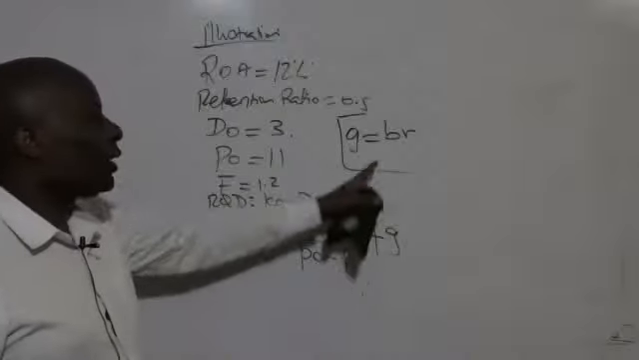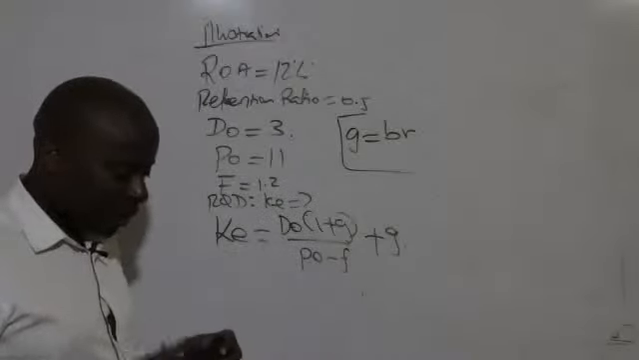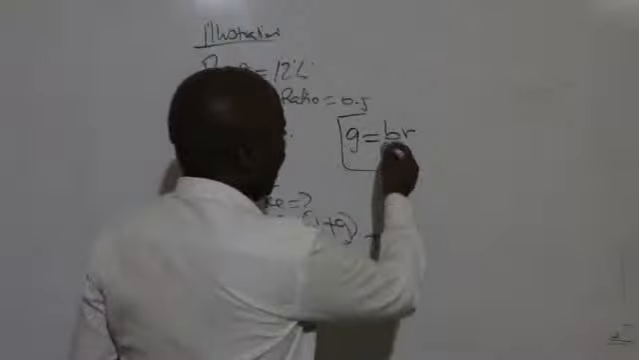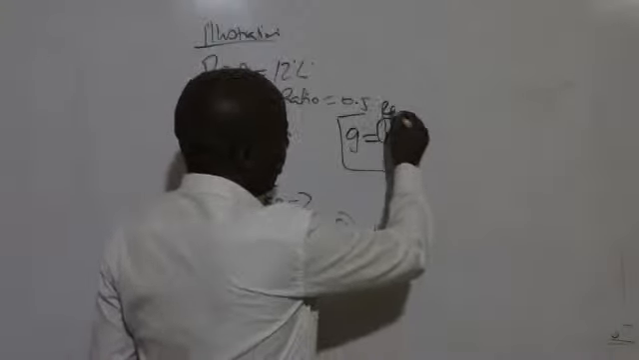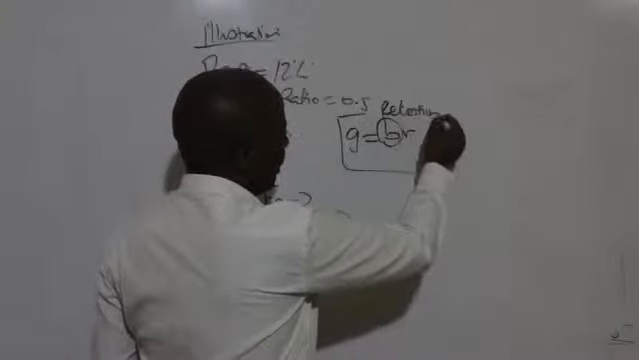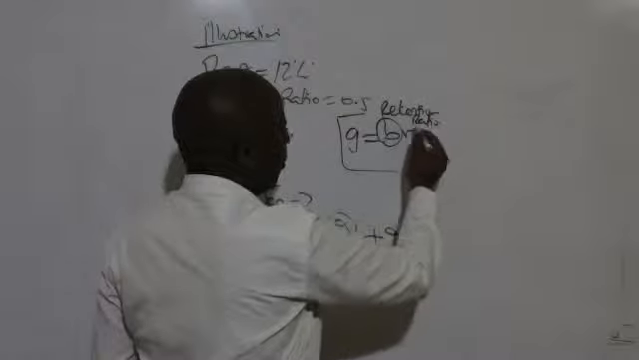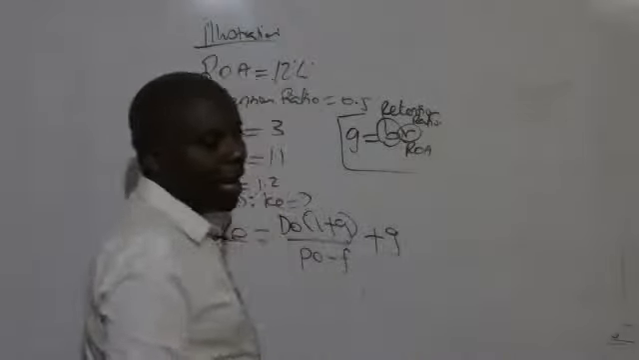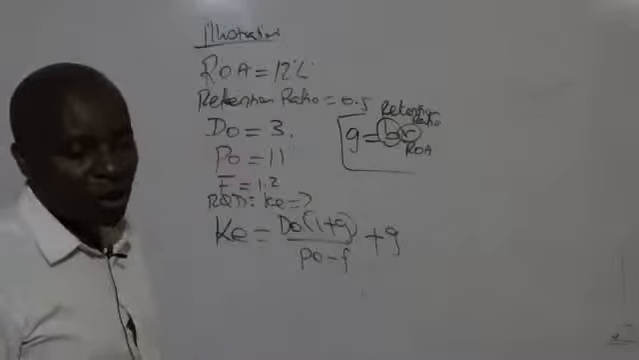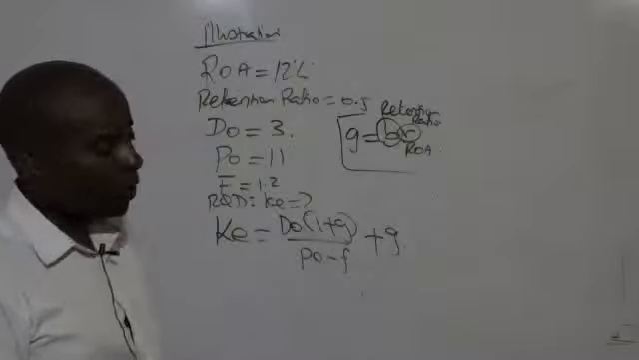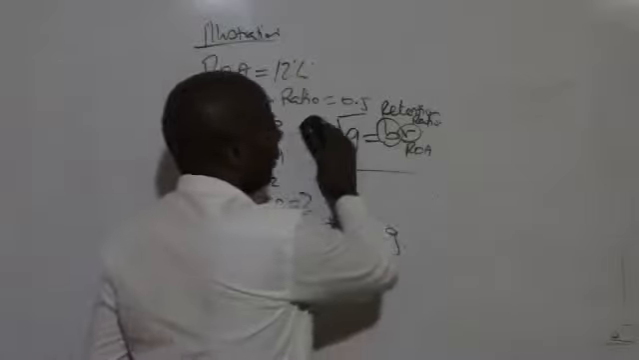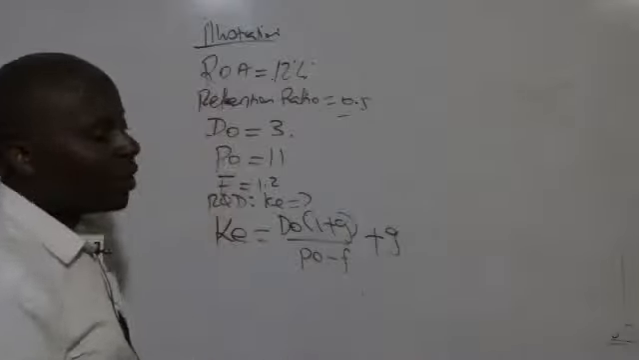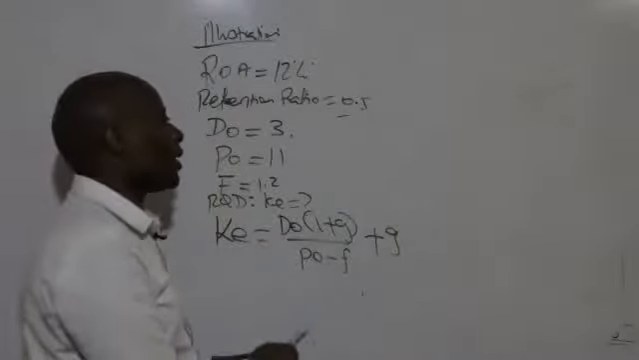So don't forget that B is the retention. So B, this is the retention ratio. And then R is our return on assets. R is our return on assets. So in short, I would want you to understand this very well.